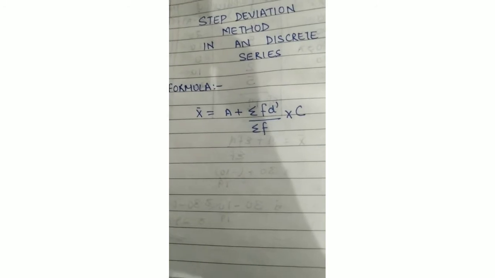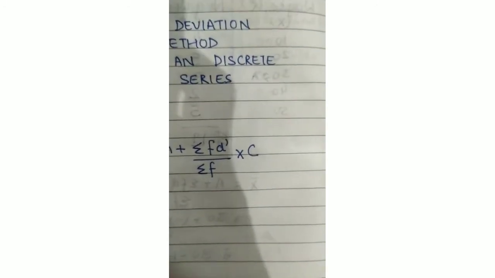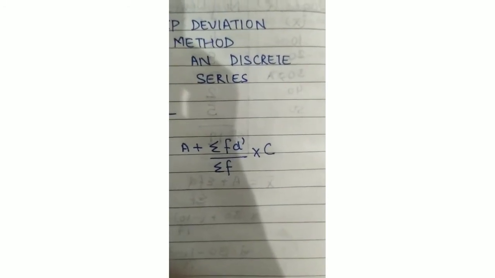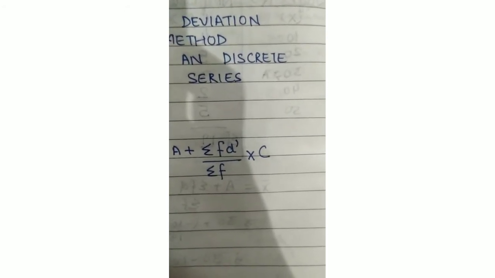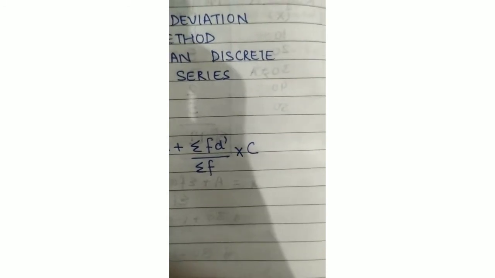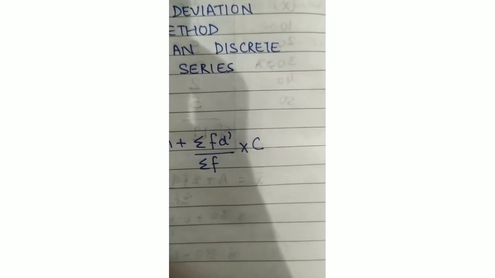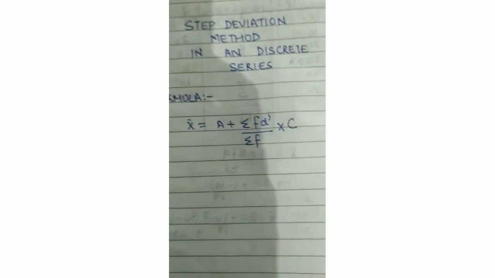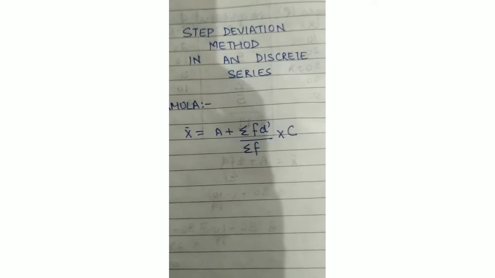The sigma f d dash is the multiple of step deviation and frequency, and sigma f is the sum of the frequencies, and c is our common factor. So now understanding this with an example.